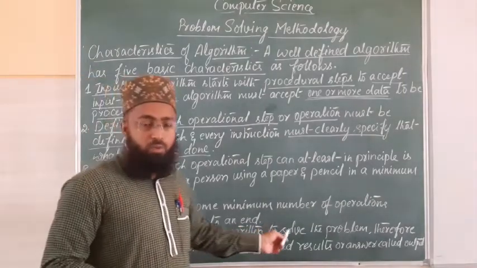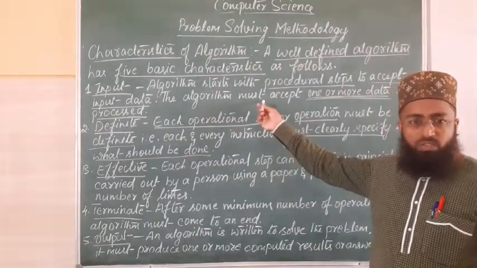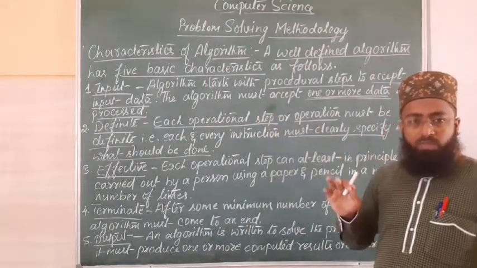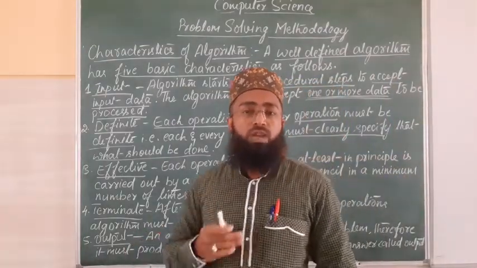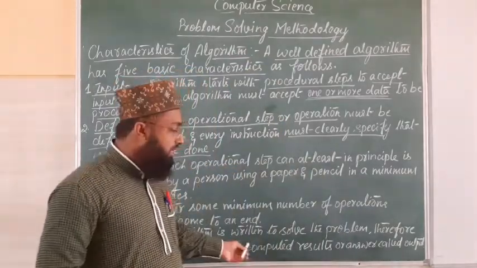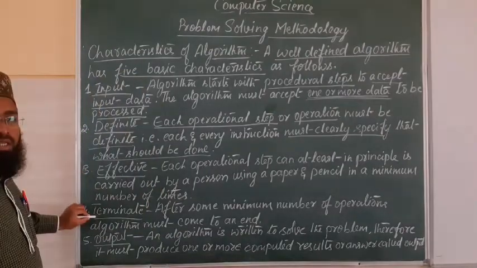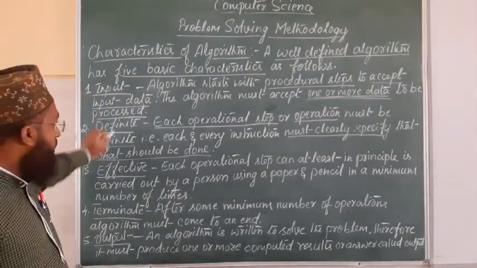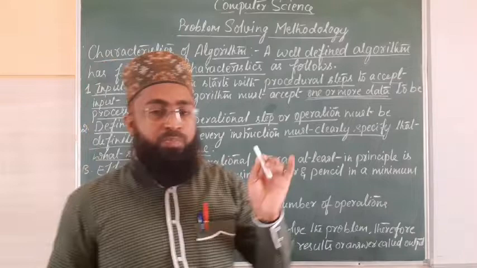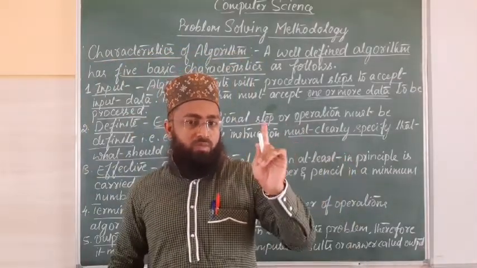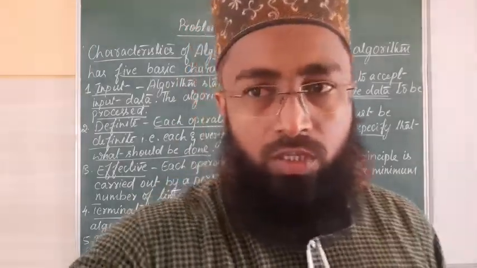Output means after the processing of the algorithm, after doing the process for the input which we have given. Very clearly, output means the result we have got after processing. That result is called the output. So these are the 5 things that should be included in an algorithm. These are called the characteristics of an algorithm: input, definite, effective, terminate, and output. These are the 5 characteristics of an algorithm.